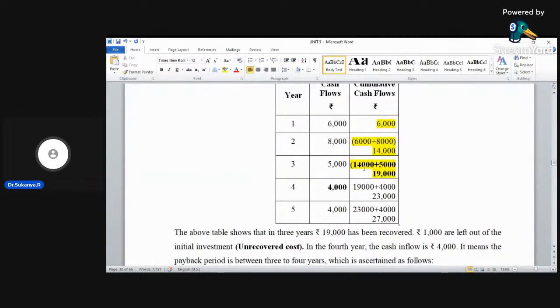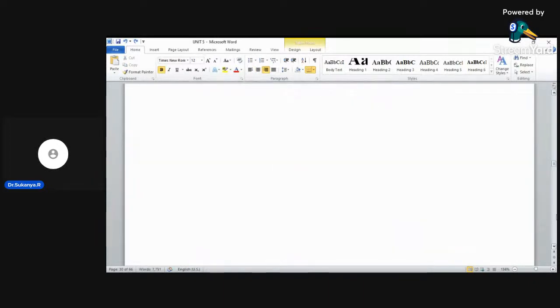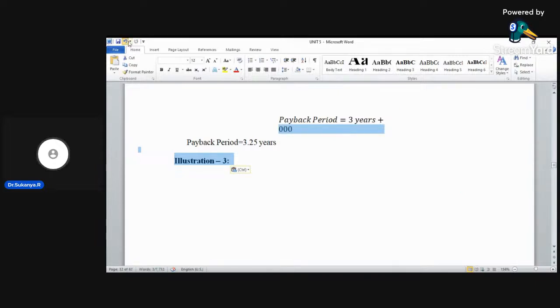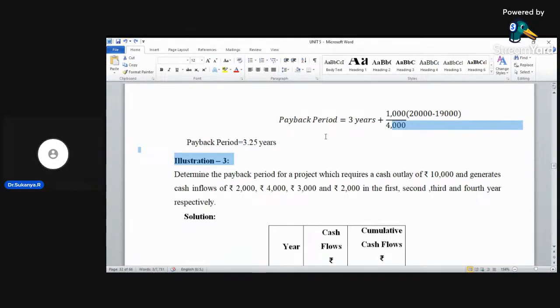See, now here at the third year, you got 19,000. What is the cash inflow of the next year? It is 4,000 rupees. So when you apply the formula and when you work out, you get 3 years plus 1,000 rupees, 1,000 is the unrecovered amount, divided by 4,000, which is the cash inflow of the next year. So, dear students, the payback period will be 3.25. So that means to say, you would have invested 20,000 rupees. For you to recover that 20,000 rupees, you will require approximately 3 years and 3 months. Okay, keep that in mind.